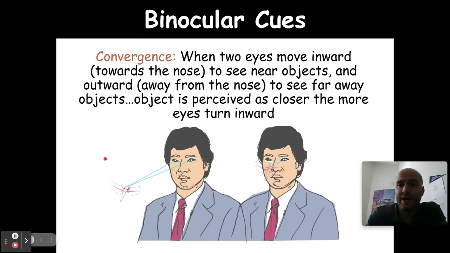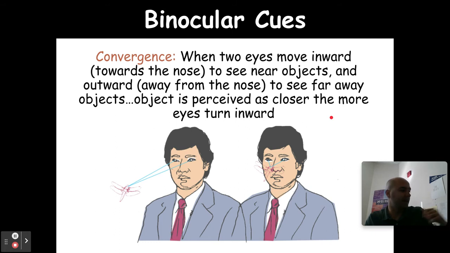Convergence is when the two eyes move inward towards your nose to see near objects and outward away from your nose to see far away objects. An object is perceived as closer the more your eyes turn inward. Okay, so this is convergence.